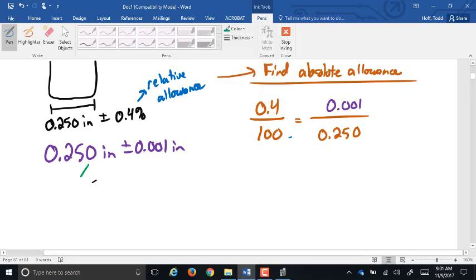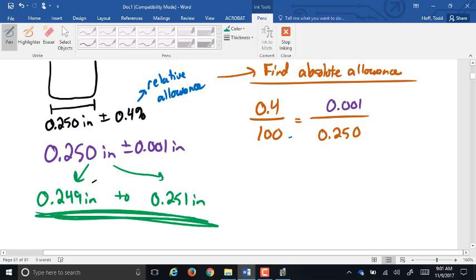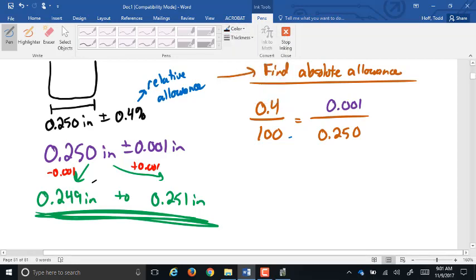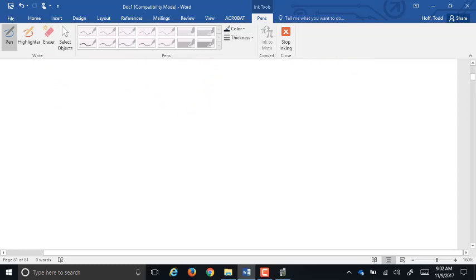And of course, from that, we can get the range. It'll be 0.249 inches to 0.251 inches. Any questions on where that range came from? I know I didn't show any of the calculations on that. That was minus the 1,000th to get this one, plus the 1,000th to get that one. We can work backwards. I could give you the range.